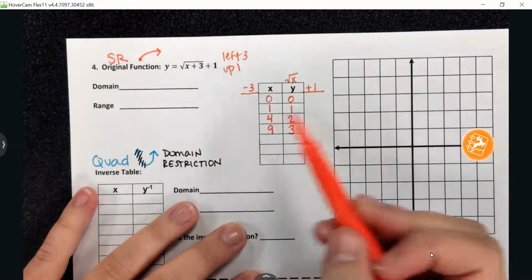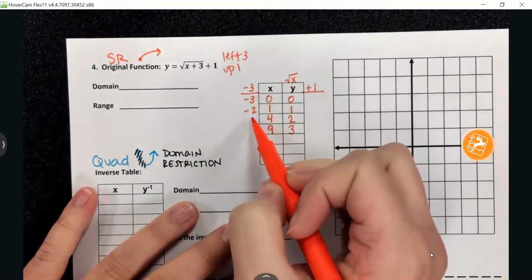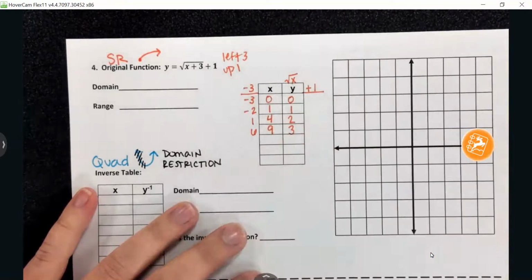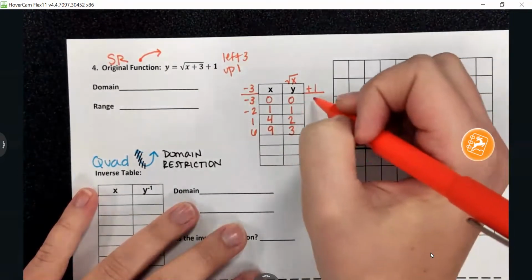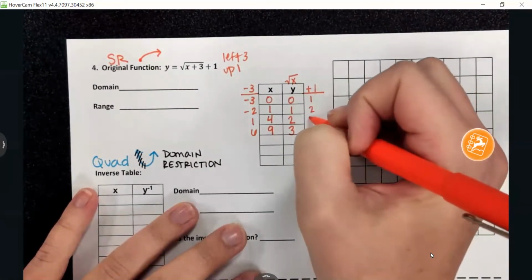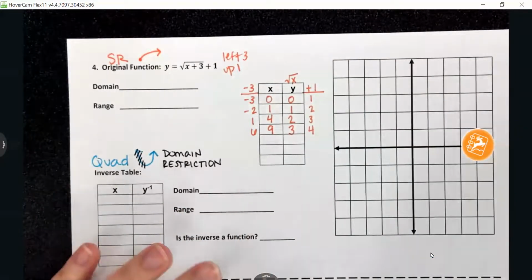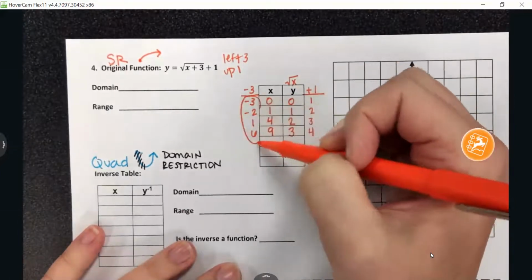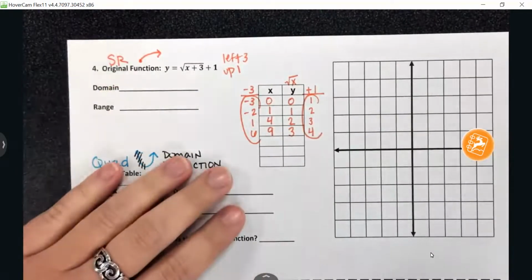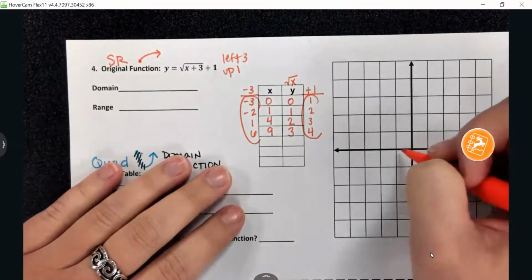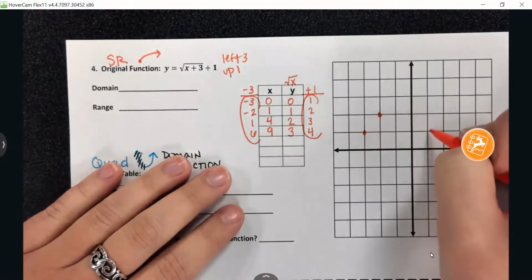This is all review. You should know how to do this. 1 minus 3, 4 minus 3, and 9 minus 3. Then I'm going to add 1 to my Y side. So I'll have 1, 2, 3, and 4. Which points go on my graph? The furthest ones out. So graph these and then find your domain and range. Everybody should be graphing and finding your domain and range.